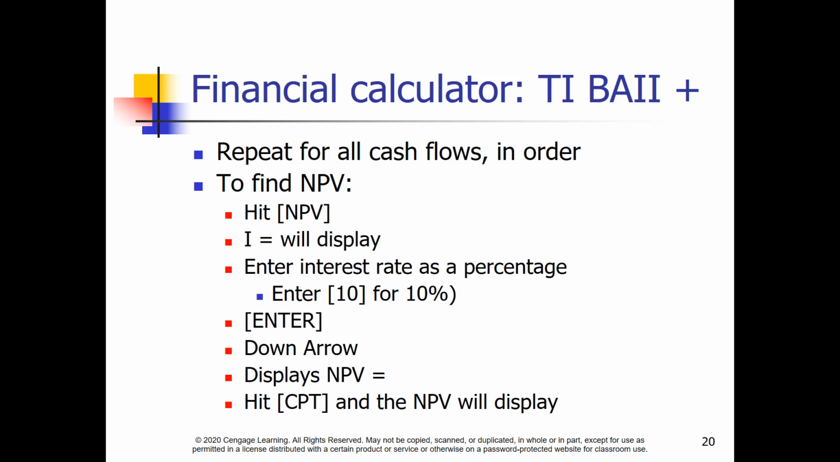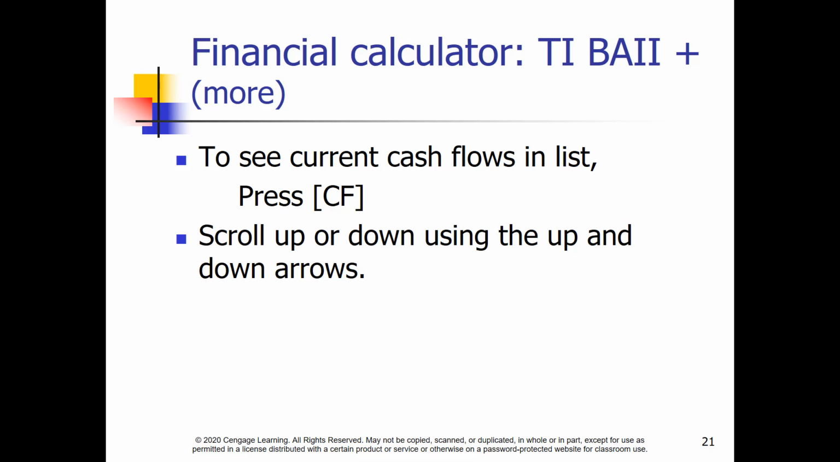When you've entered all the cash flows, press NPV. You'll be asked to enter the discount rate. It's a whole number. Enter a number, press Enter, and the down arrow, and NPV will be displayed. Press Compute, and you'll get your answer. If you doubt you've entered the numbers correctly, you can always review them. Remember, they stay in the cash flow worksheet until you overlay them or clear them out.